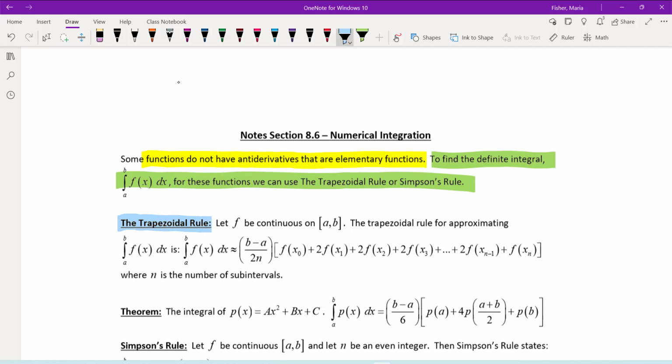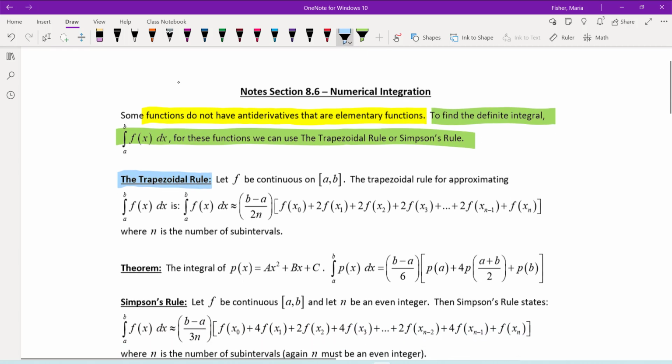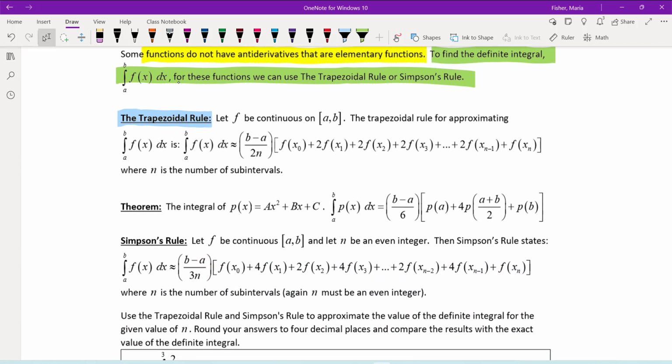The trapezoidal rule says, let your function be continuous on the closed interval a, b. Then the trapezoidal rule for approximating the definite integral is that the definite integral is approximately (b minus a) over 2n times [f of x naught plus 2 times f of x sub 1 plus 2 times f of x sub 2 plus 2 times f of x sub 3 plus ... plus 2 times f of x sub n minus 1 plus f of x sub n]. And that's where n is the number of subintervals.